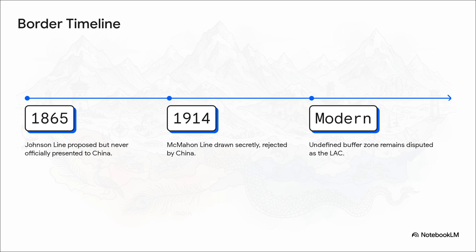Then, flash forward to 1914, and we get the McMahon Line. Britain negotiated this boundary completely in secret with Tibetan representatives, without getting the full consent of the Chinese central government. So, unsurprisingly, China has historically rejected it as an illegal imperialist imposition. The direct result of all this deliberate colonial ambiguity: a vast, incredibly tense, undefined buffer zone that remains disputed to this very day, known as the Line of Actual Control, or the LAC.